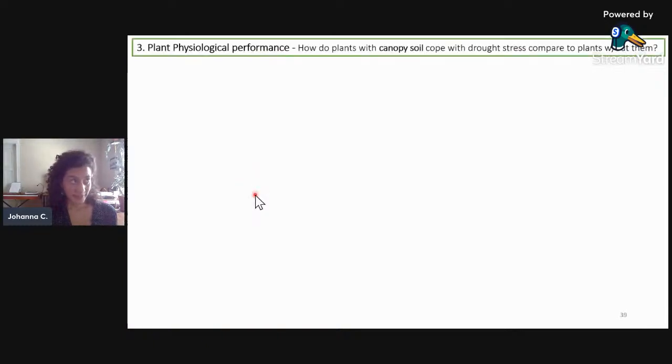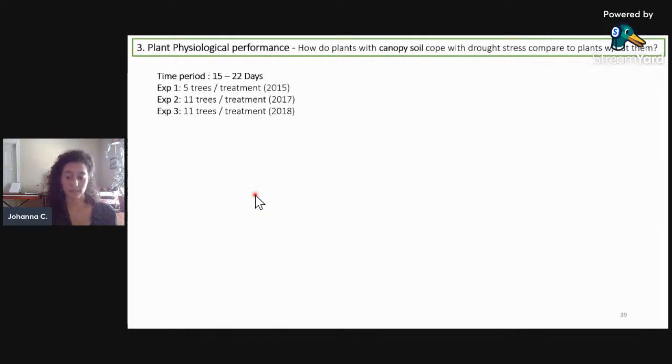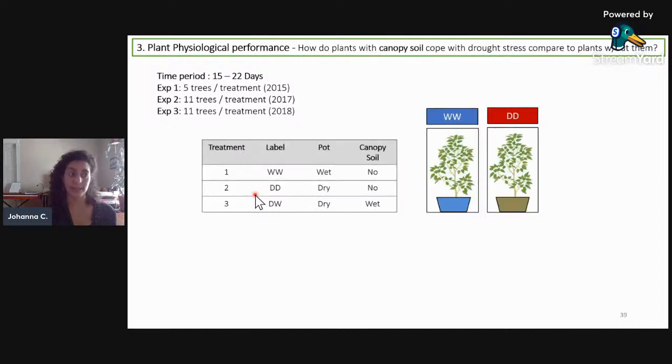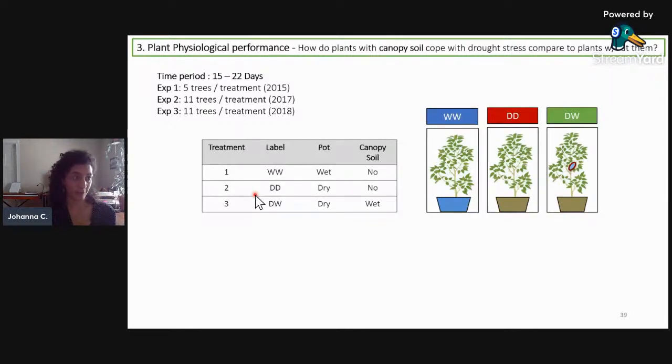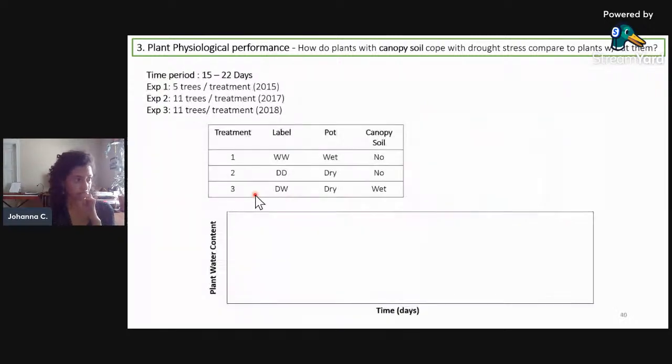For this experiment, we did three different experiments in different years. We used exactly the same treatments that we've been using for the other experiments. Here at the bottom, there is a panel where the y-axis is plant water content and the x-axis is time, or days of the experiment.